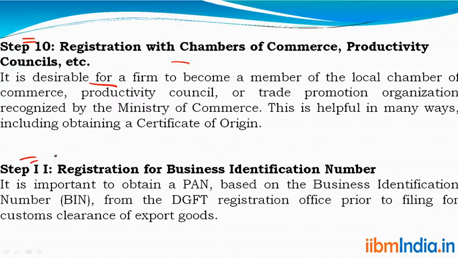Then, registration for the business identification number. It's important to obtain a PAN. I have already told you, if you just want to take the deductions as per the Income Tax Act, then you require the PAN. If you want to apply for the IEC number, the importer exporter code, a PAN is also required. Based on the PAN, you obtain the business identification number, BIN, from the DGFT registration office prior to filing the customs clearance for export goods. So for customs clearance of exported goods, you have to get the business identification number from the DGFT, the Director General of Foreign Trade.